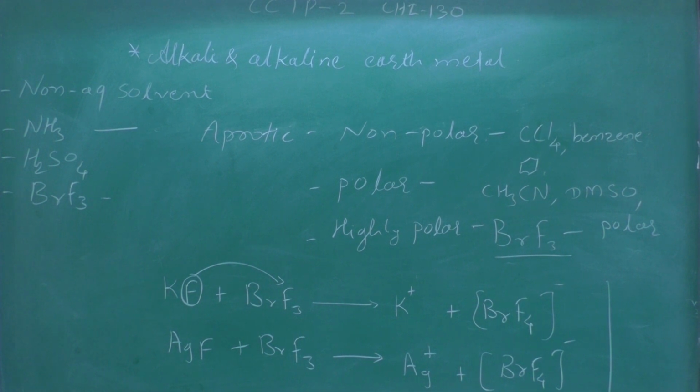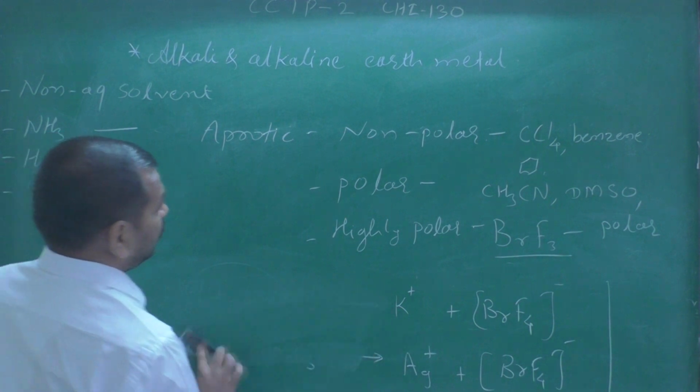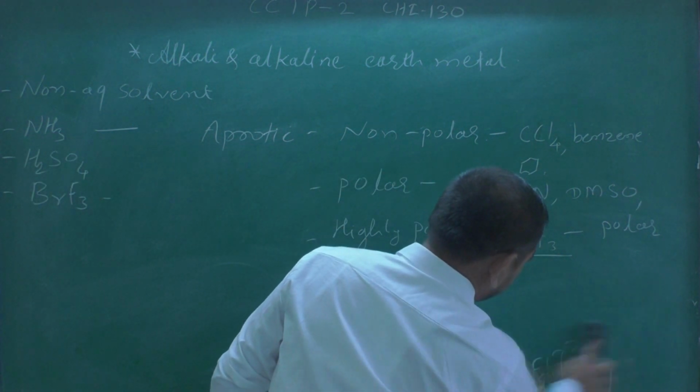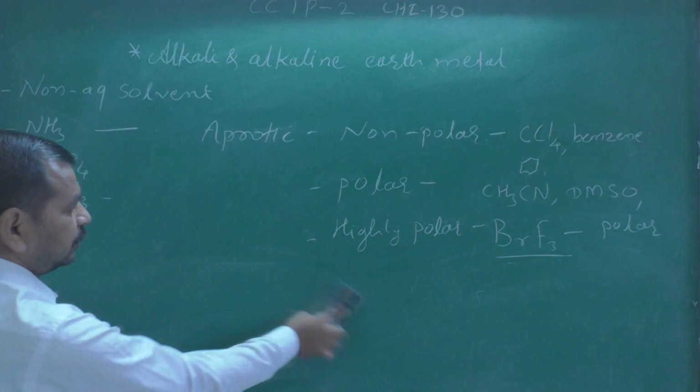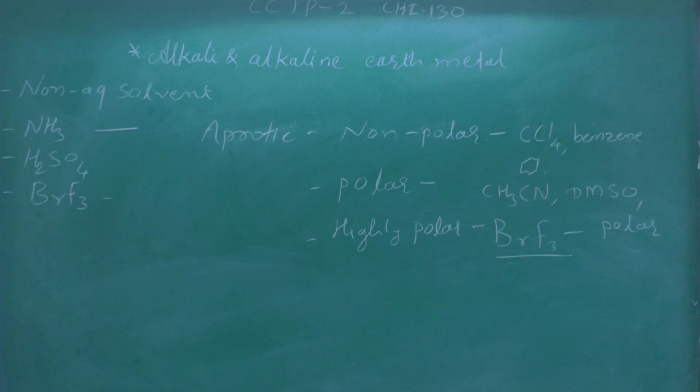So these are the properties of an aprotic solvent, the highly polar BrF3 molecule. Comparatively, we discussed that this has highly autoionization power, and sulfuric acid also has high ionization. It has a high dipole moment as compared to ammonia, and ammonia has a low dipole moment as compared to water. These are proton donors, that is protic, and BrF3 is aprotic.